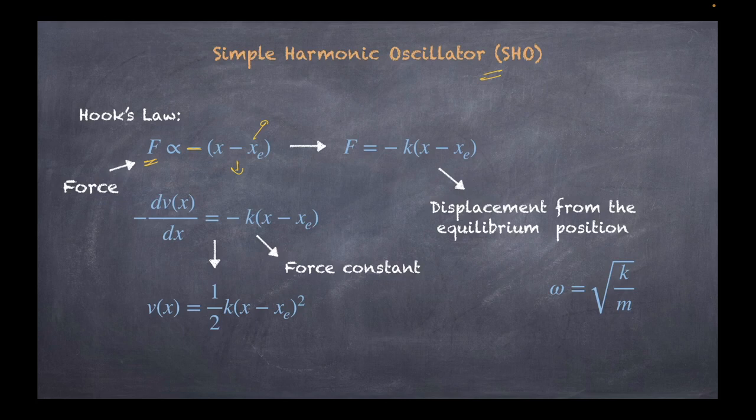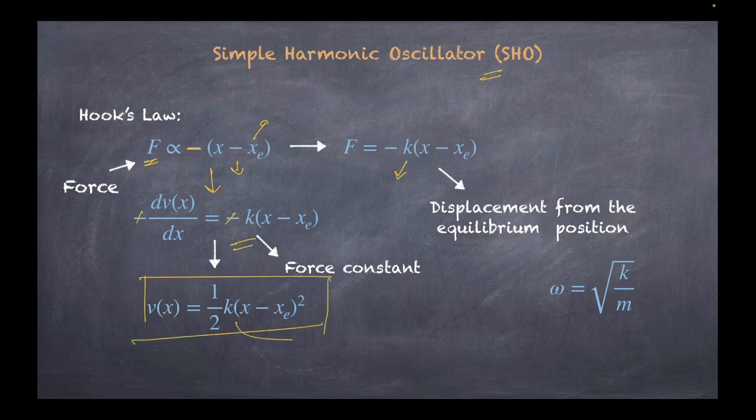Now from this we know that for a conservative system, force is the derivative of potential energy function. So F is minus dV(x)/dx, equal to minus, let's say proportionality constant is k, so k is the force constant. So from this relationship, minus dV/dx will be equal to minus k times displacement. The minus sign will cancel out each other, so dV/dx will be k times (x minus xc). Now from this equation, we can get the potential energy function, which is V(x) equal to half of k times displacement square.